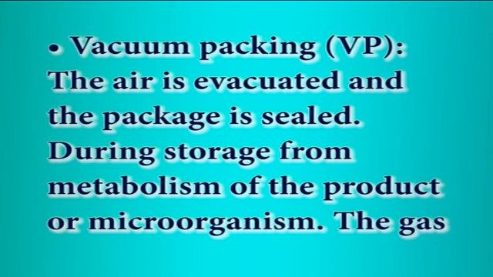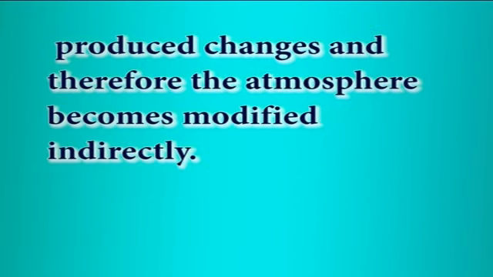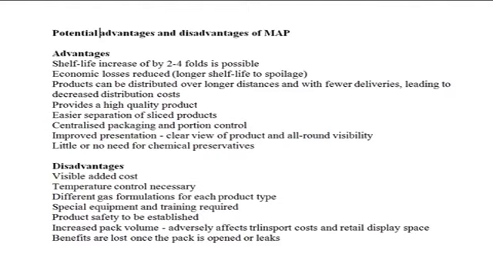Vacuum packing, or VP. The air is evacuated and the package is sealed. During storage, from metabolism of the product or microorganisms, the gas produced changes and therefore the atmosphere becomes modified indirectly. The advantages and disadvantages of MAP are listed in Table 2.